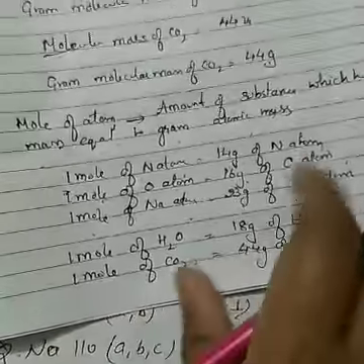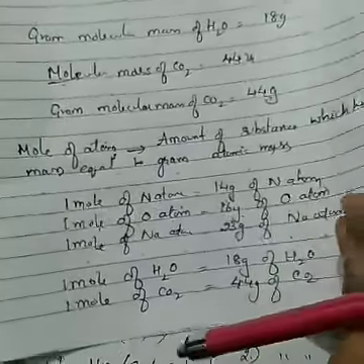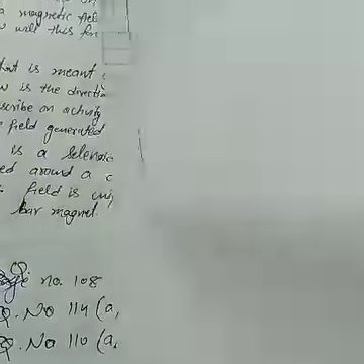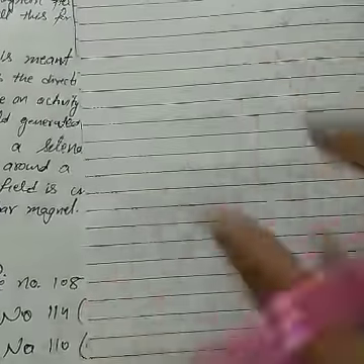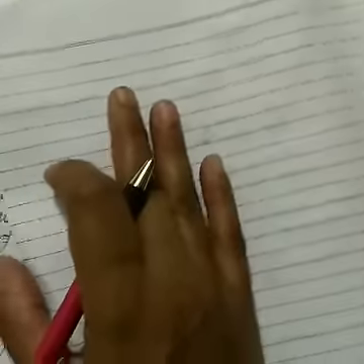Like we know that 1 kg is equal to 1000 grams. But here the mole changes from atom to atom and molecule to molecule. 1 mole of nitrogen atom is 14 grams. But 1 mole of nitrogen molecule is equal to 14 into 2, 28 grams.